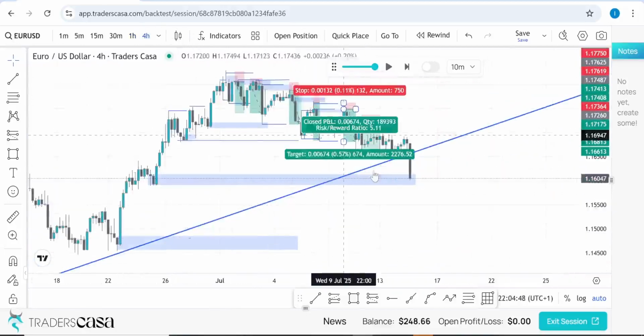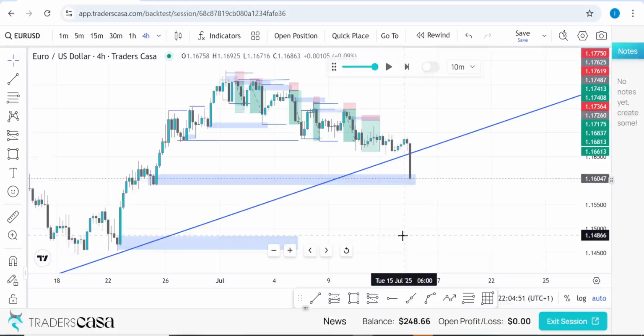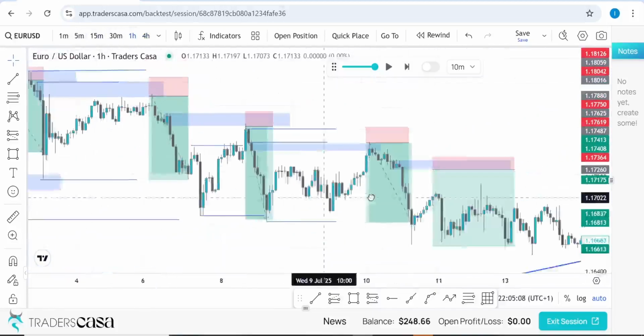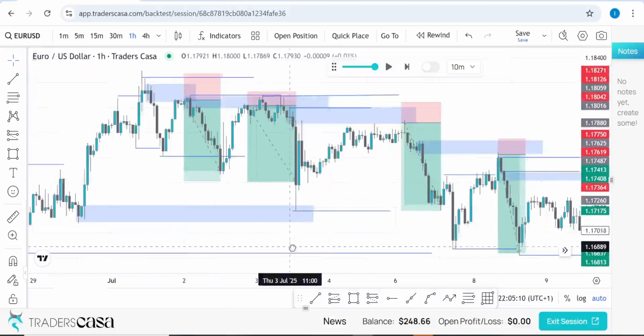I know that I can still make use of this pullback, it can still make me some little fun. So what I have to do is go to a lower time frame, 1 hour, 30 minutes, or 15 minutes, to see if I can grab any opportunity in the market again.